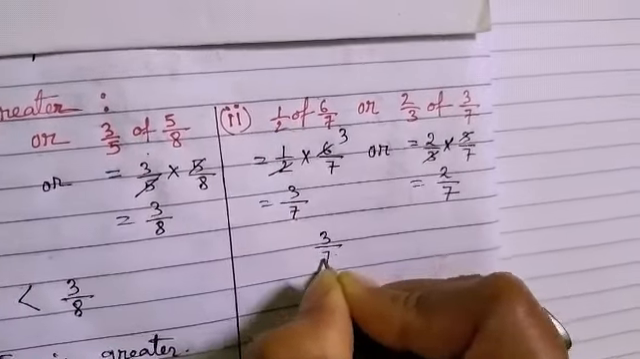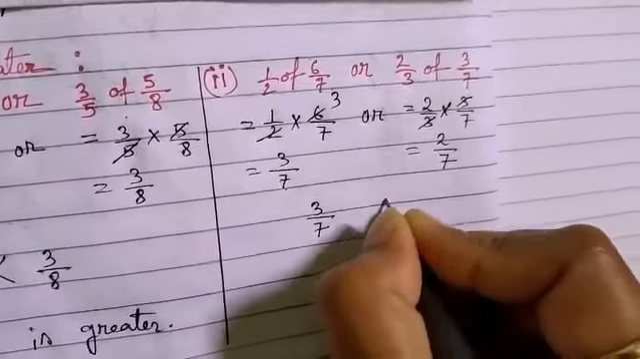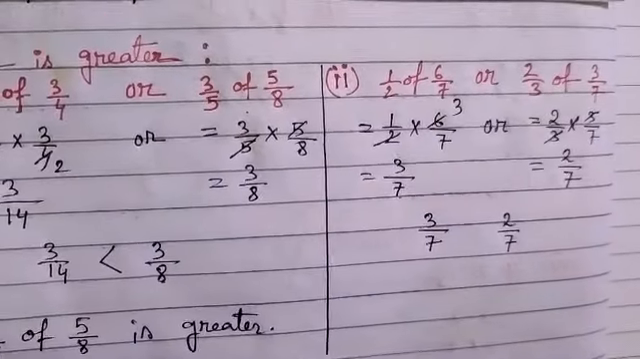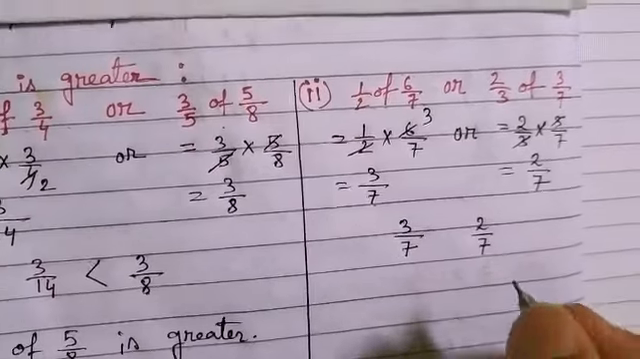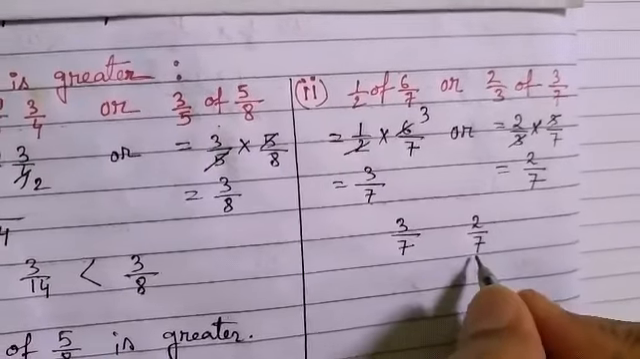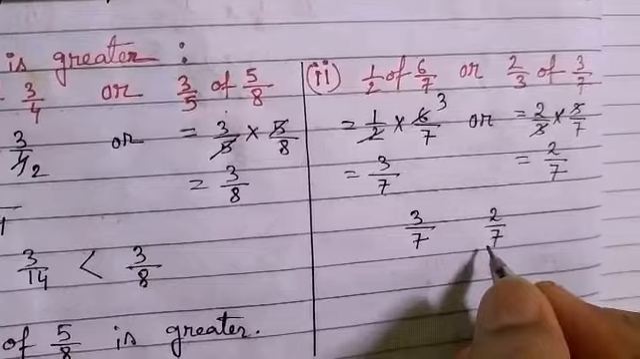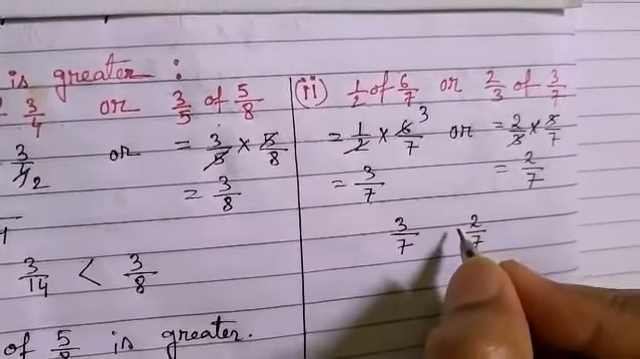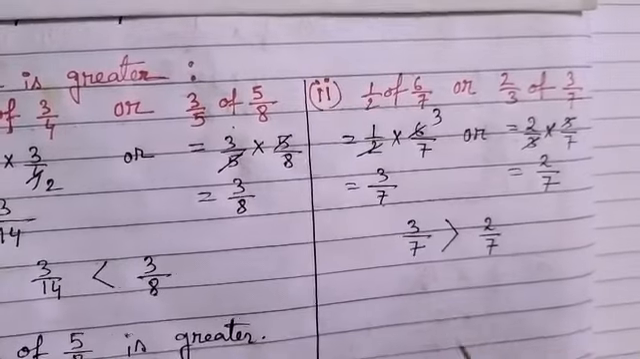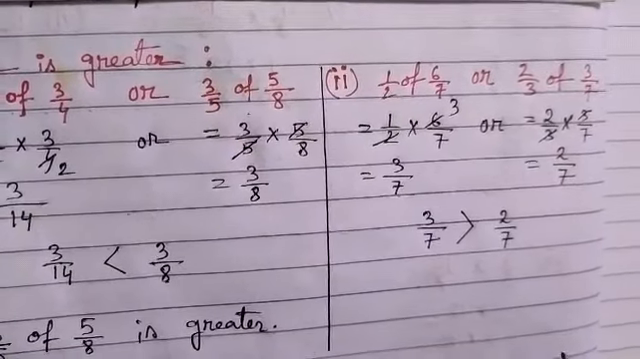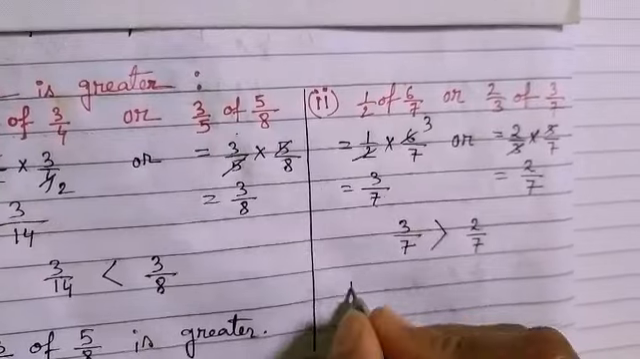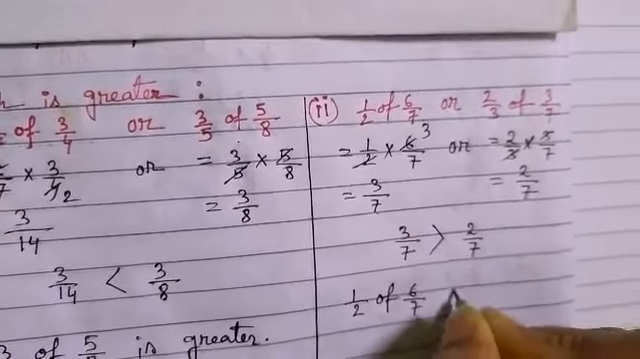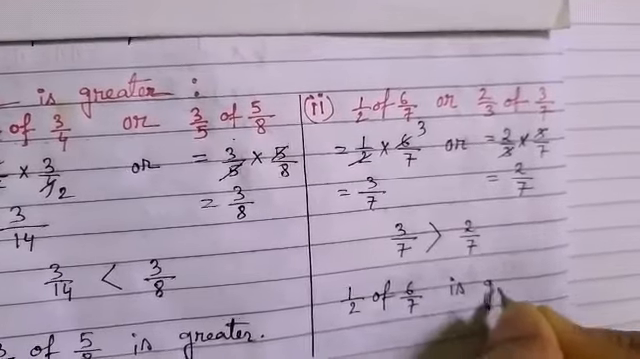Now 3 by 7 and here is 2 by 7. Just before I told the rule, when the denominators are same, then which numerator is larger, that fraction will be larger. That means this one is larger. 3 by 7 is larger. So 1 by 2 of 6 by 7 is greater.